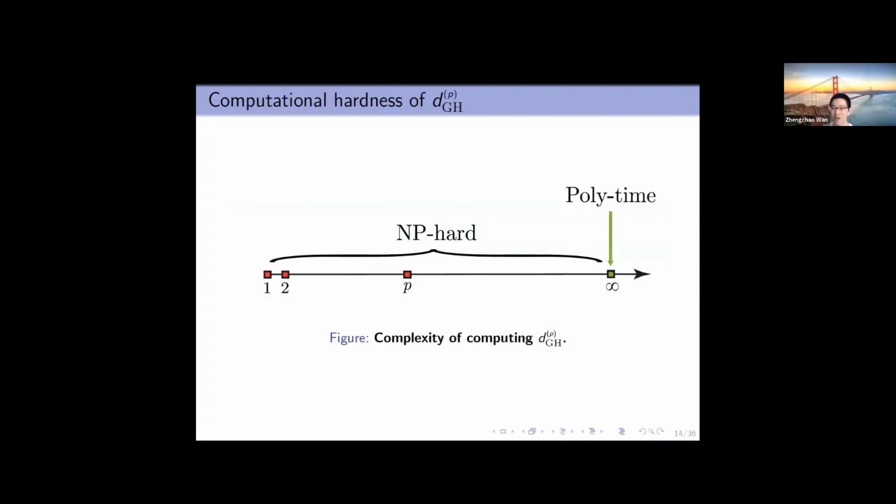And this figure summarizes our results about computational complexity of the family of distances. It turns out that for any finite P, the d_GH^P is NP-hard to compute, whereas when P equals infinity, u_GH can be computed in polynomial time. And in the next few slides, I will explain the green part.